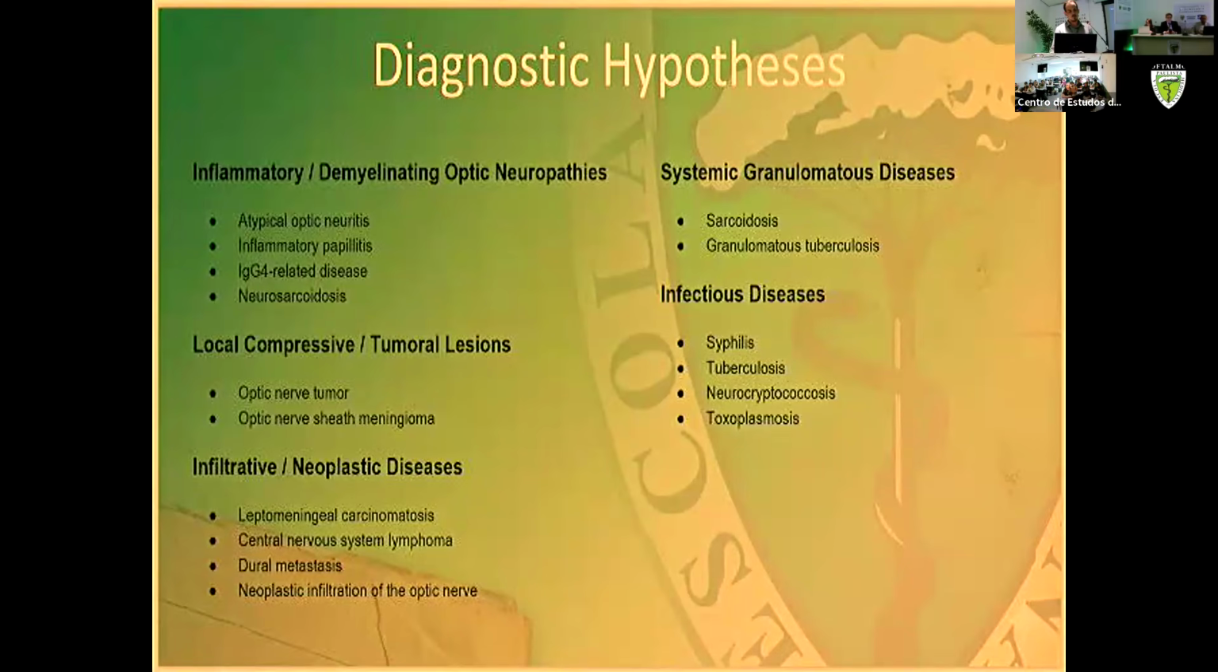We can think about infiltrative or neoplastic diseases like leptomeningeal carcinomatosis, central nervous system lymphoma, dural metastasis, and neoplastic infiltrations of the optic nerve. There are also granulomatous diseases like sarcoidosis and granulomatous tuberculosis, and infectious diseases like syphilis, tuberculosis, neurocryptococcosis, and toxoplasmosis.